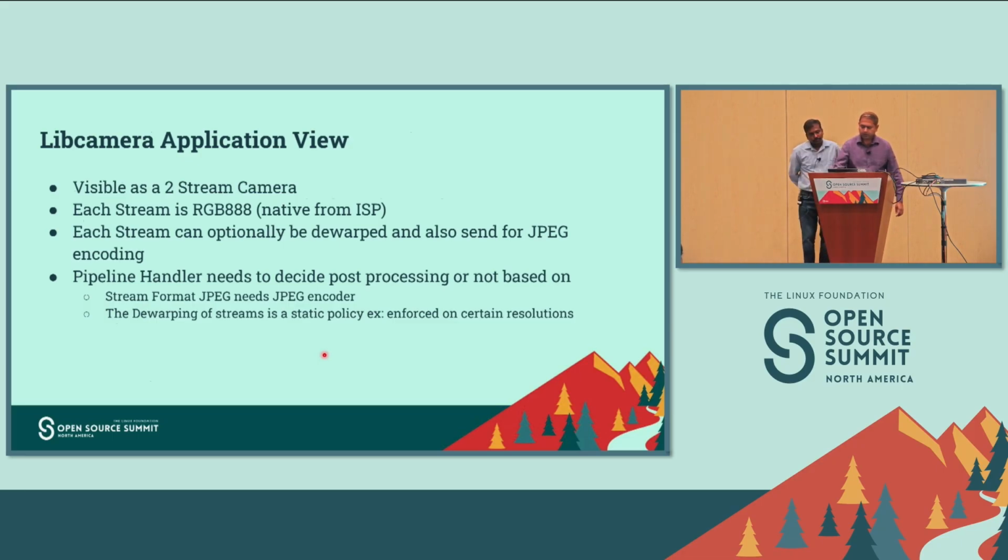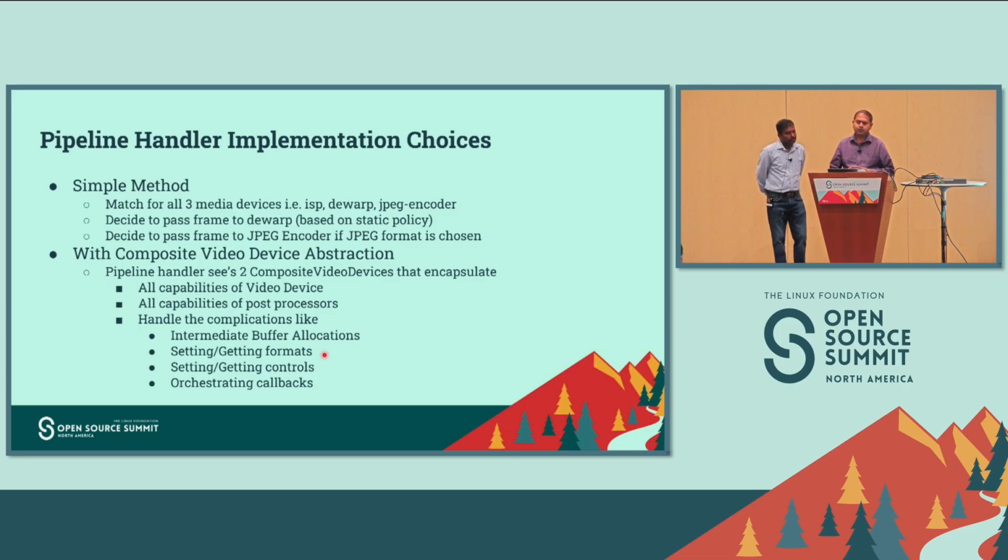Cool, thanks Kamal. So continuing further, given that we need to implement a pipeline handler for this complex ISP graph, what are the implementation choices? Our requirement is that the pipeline handler should be able to handle all three media devices, which are the ISP, the DVAR, and the JPEG encoder.